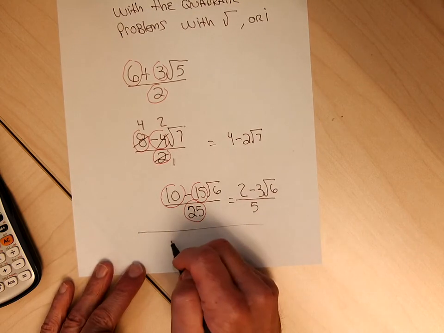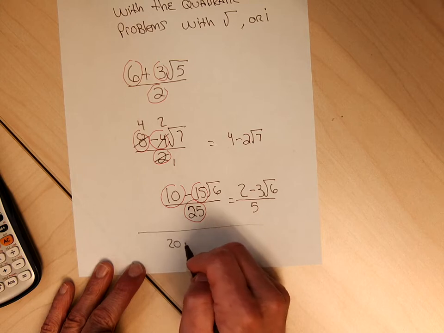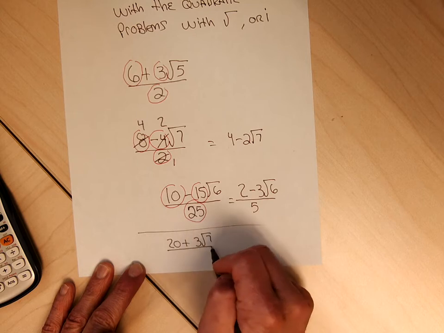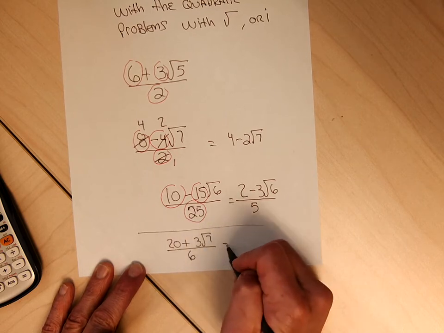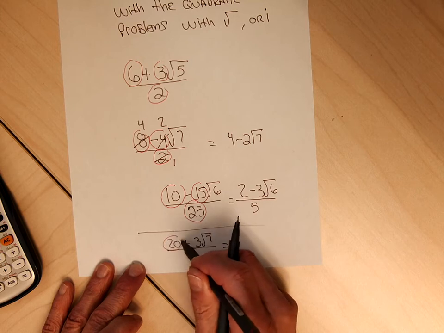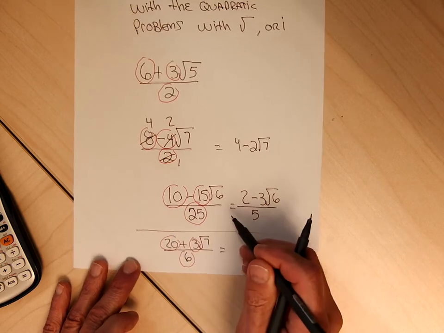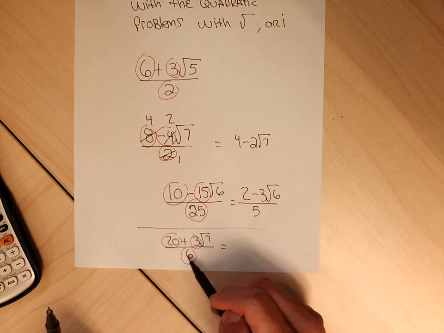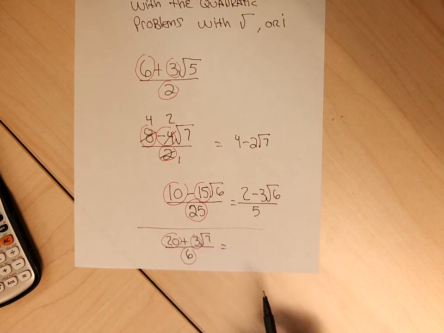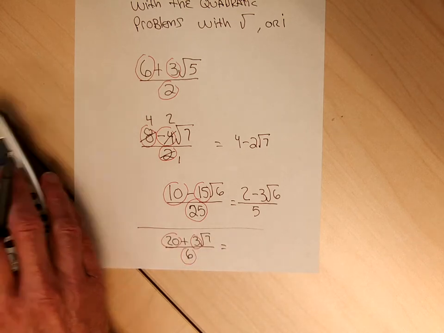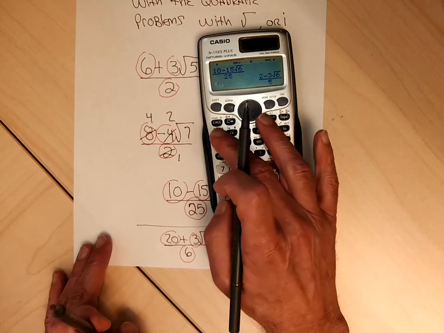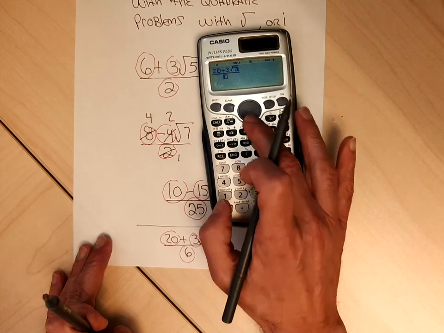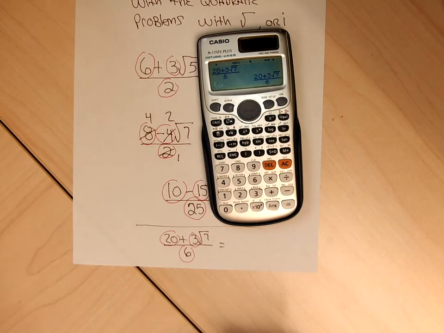If I gave you something like this, 20 plus 3 rad 7 over 6, I look at these three numbers and I ask myself if those three numbers are all divisible by the same number. Well, 6 and 20 you can divide a 2 out. 3 and 6 you can divide a 3 out. I can't divide the same number from all three, so I can't reduce this fraction, or I shouldn't reduce this fraction. If I entered this on my calculator, 20 plus 3 rad 7 over 6, my calculator doesn't reduce it.